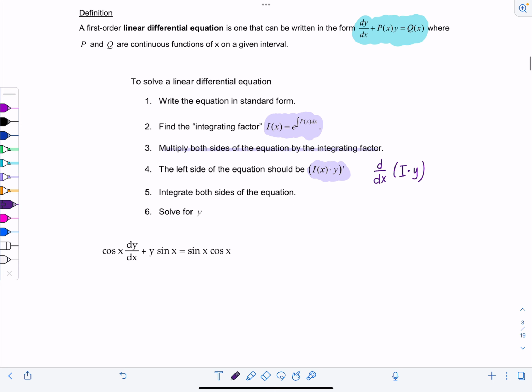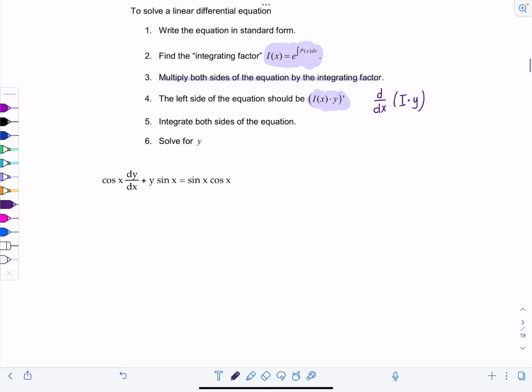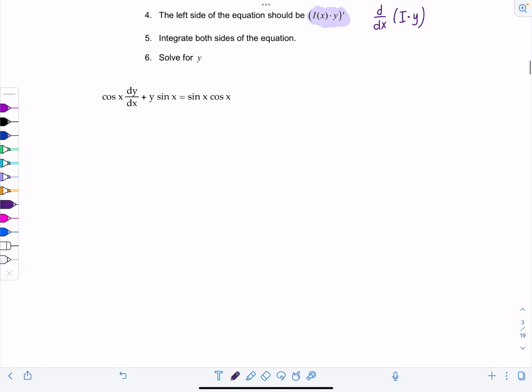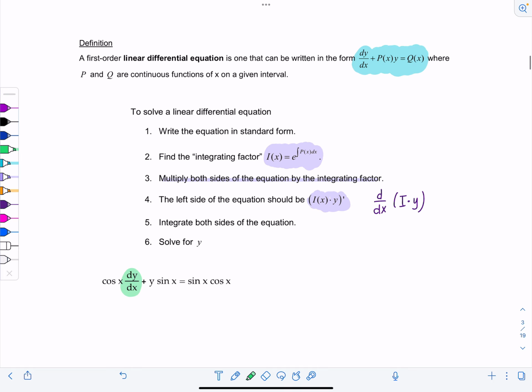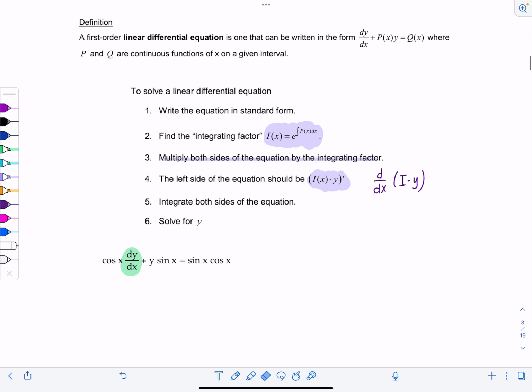So here we go. We have cosine of x dy dx plus y sine x equals sine x cosine x. So first thing, we have to put it in standard form. How do I know it's not in standard form? Dy dx is not isolated. See how it's supposed to be all by itself? And then make sure the y is on that same side too.